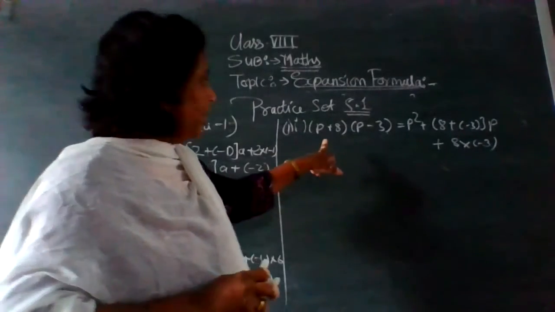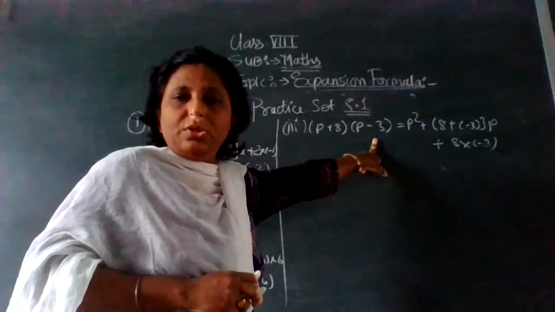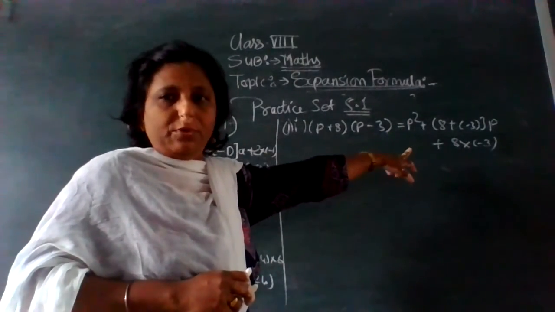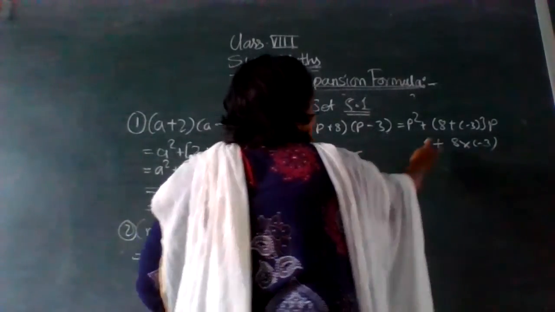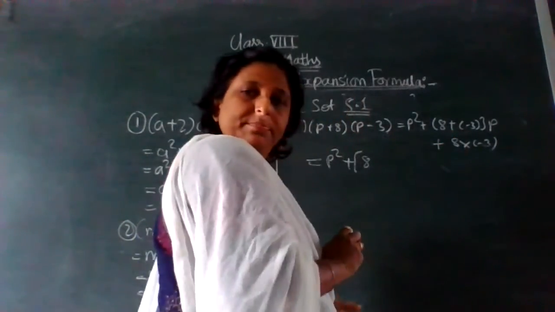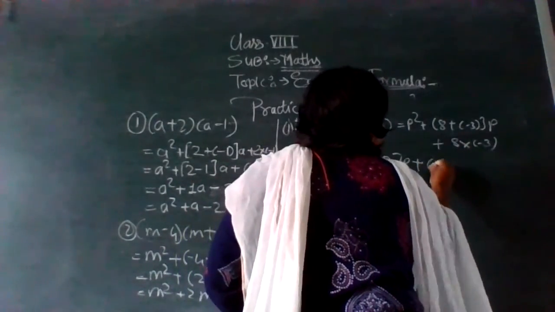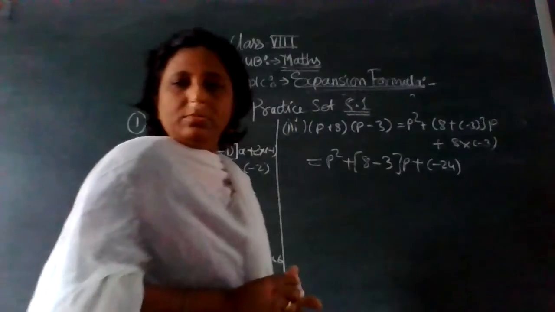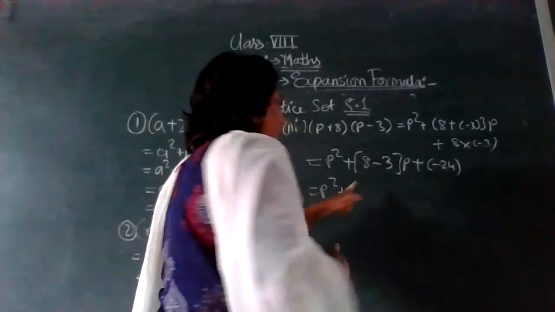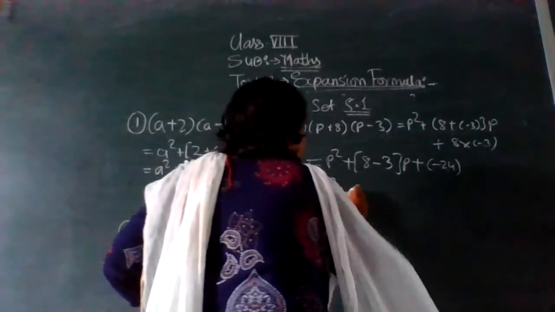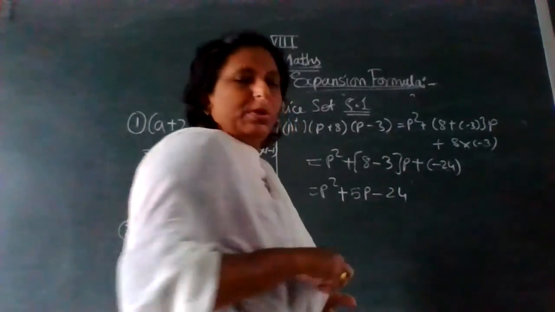8 into minus 3. ठीक है, देखो यहाँ पे x की जगह फिर से p है और a is 8 and b is minus 3. So we have put all the values in the formula. So now you solve it. That is equal to p square plus 8 plus minus क्या होगा? Minus 3 और यहाँ पे p plus 8 into minus 3 कितना होगा? Minus 24. Okay, so that is equal to p square plus 8 minus 3 कितना होगा? 5. p और यहाँ पे अगेन टू साइन है उसका हम एक साइन बनाएंगे, माइनस 24.